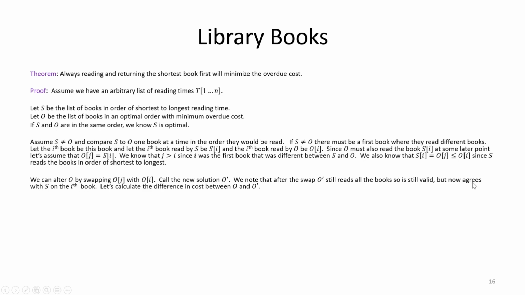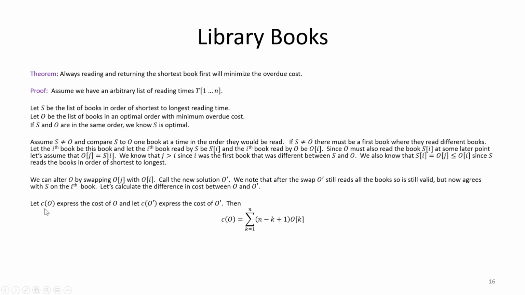Okay, but also the extra bit is now O prime agrees with us on book I, which is good. And so if it is still optimal, that's good. We haven't confirmed if it's still optimal yet. And so now what I'm saying is, like we've done before, let's try and compare the difference in cost between these two, O and O prime.